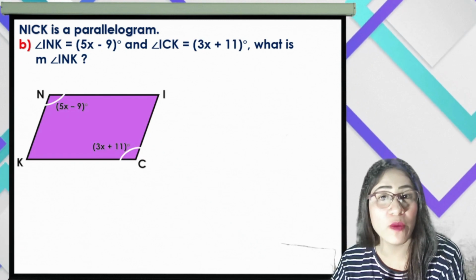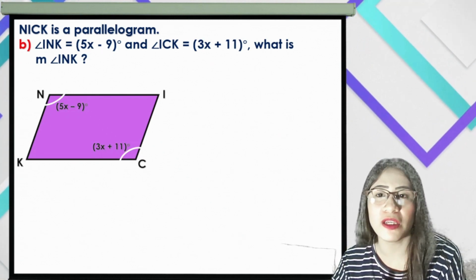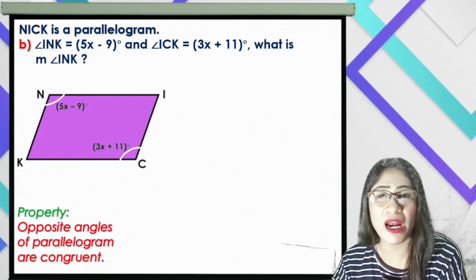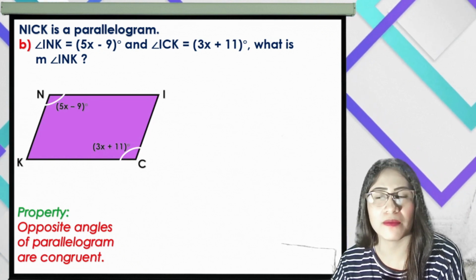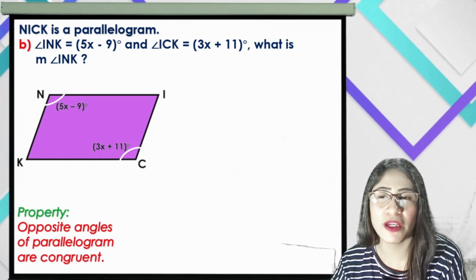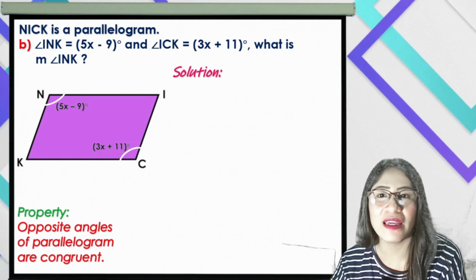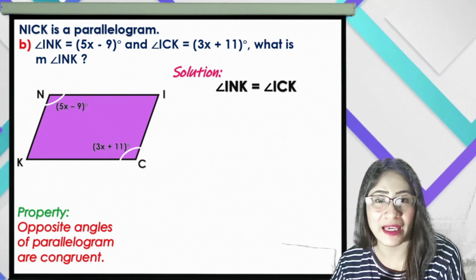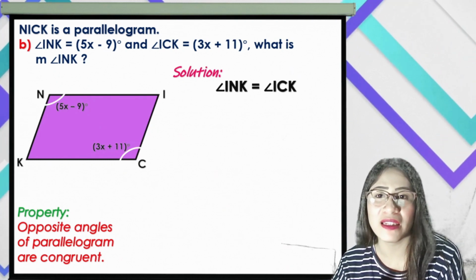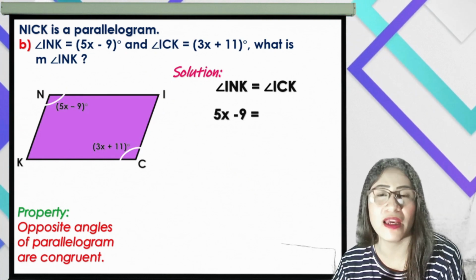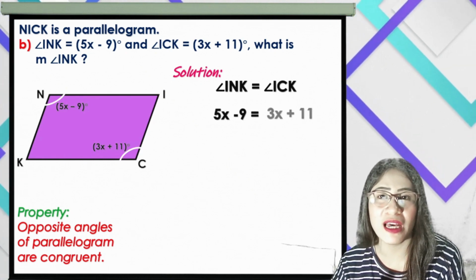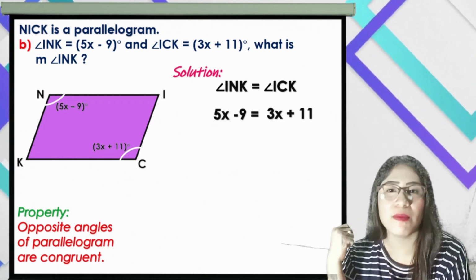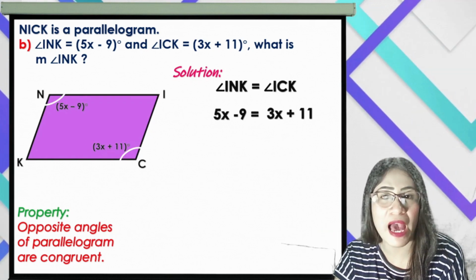Since they are opposite angles, the property involved in this problem is: opposite angles of a parallelogram are congruent. Therefore, the measure of angle INK is congruent to the measure of angle ICK. The measure of angle INK is 5x minus 9, and the measure of angle ICK is 3x plus 11. So we have the equation 5x minus 9 is equal to 3x plus 11.